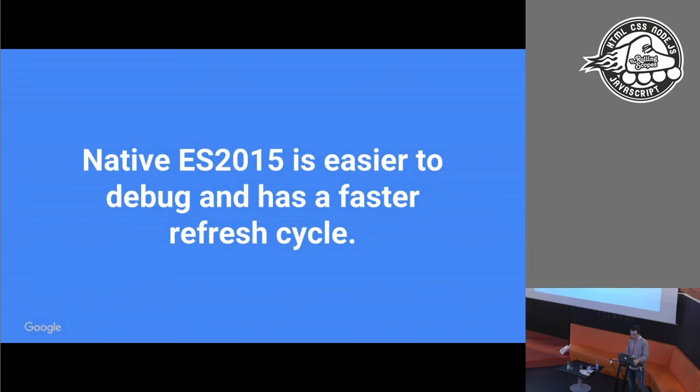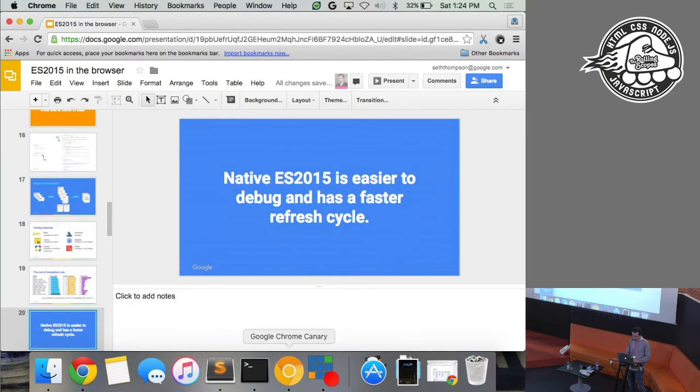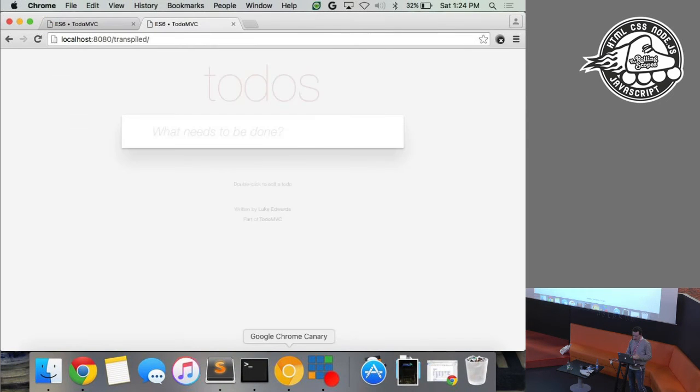So here, I'll give you a quick demo. How many of you are familiar with To-Do MVC? It's an implementation of the same app, a to-do note-taking app, in a bunch of frameworks. So it's got a React and an Angular version, a vanilla JavaScript version. They also have one which is a pure ES6 implementation. So that's what we're looking at right now.